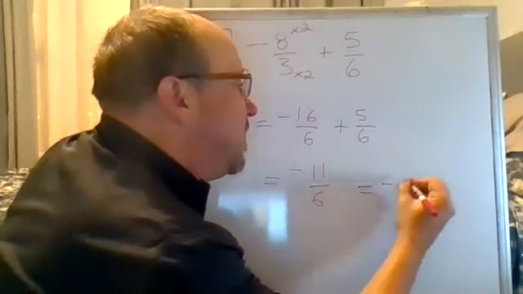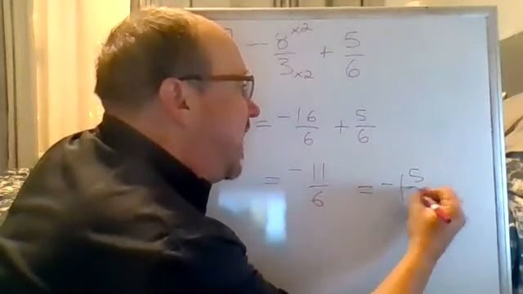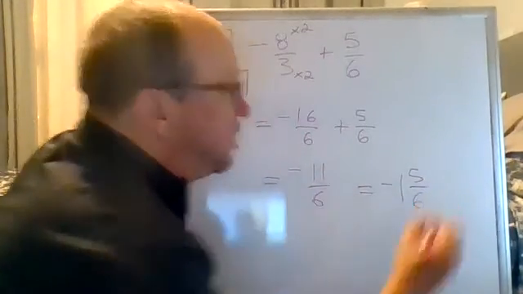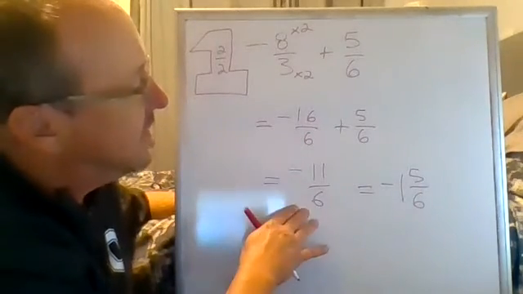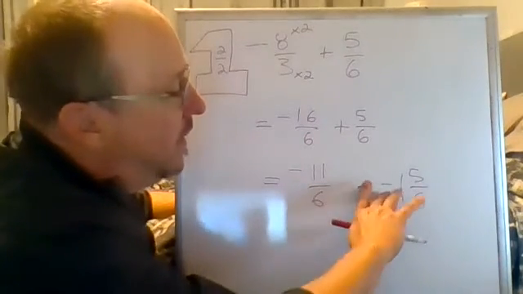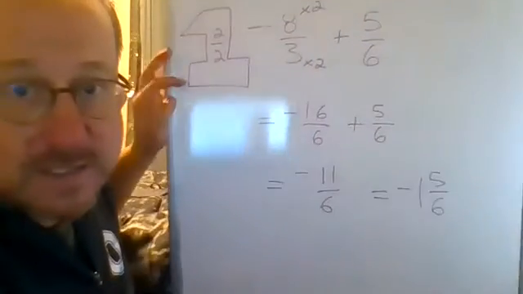Another way to express that would be a negative 1 and 5/6 if we want to make it a mixed number. Improper fraction, a negative 11/6, mixed number, a negative 1 and 5/6.